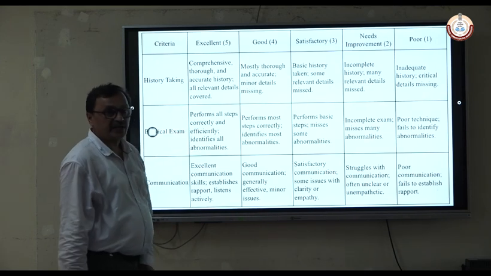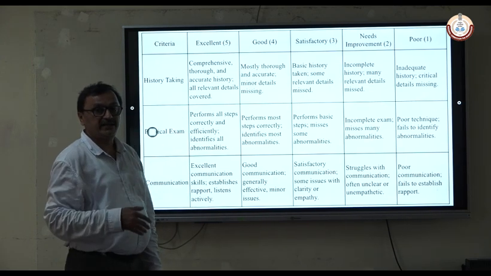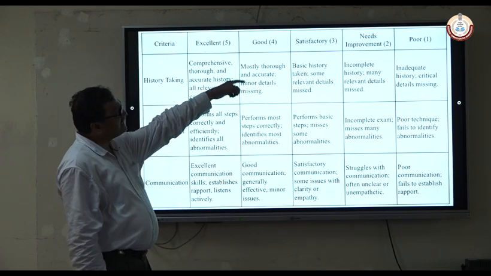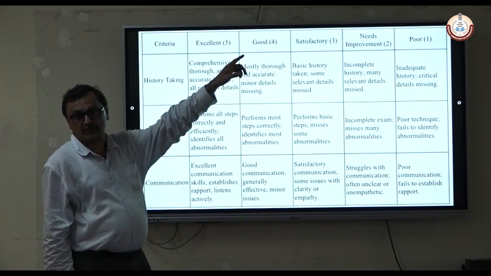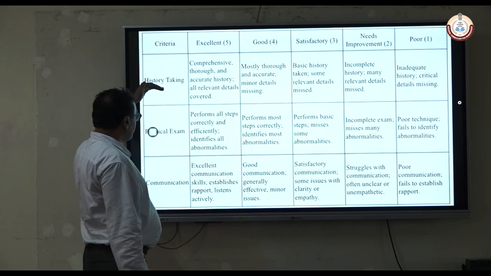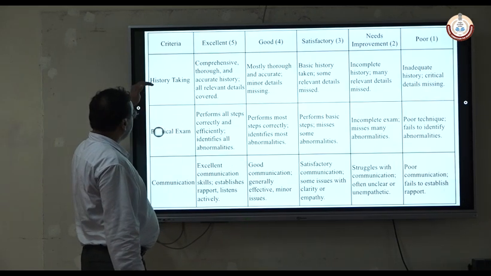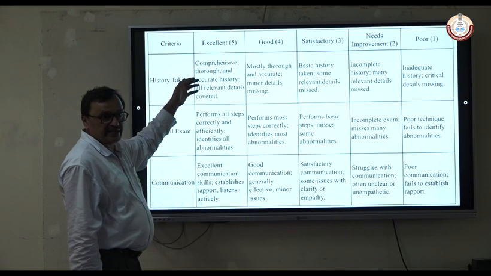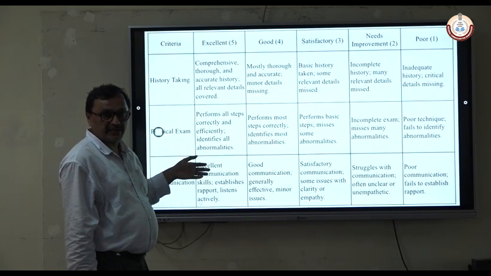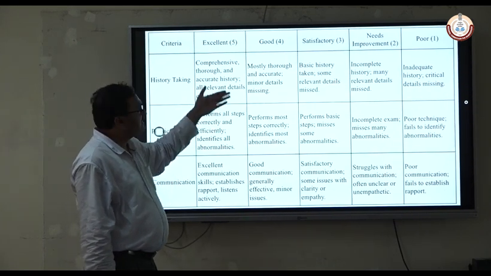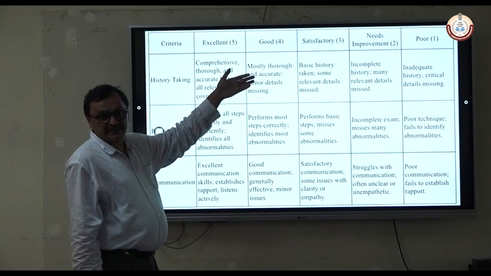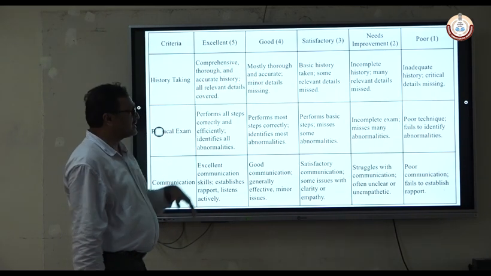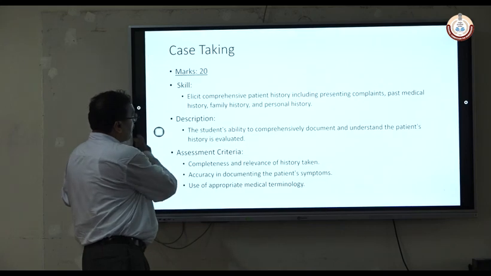Dimensions for assessment and scoring for a particular clinical examination. So these are the criteria, how we are going to say that is good, bad, worse. So: excellent, good, satisfactory, needs improvement or poor. This is history taking, practical examination and communication. These are the areas by which we are going to evaluate and say that it is excellent, good, satisfactory, or we have to improve. So these are the points that we need to remember.